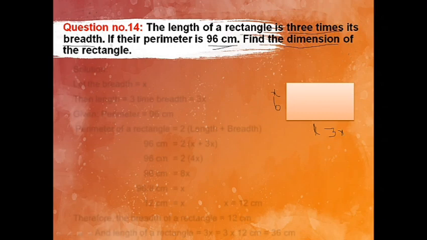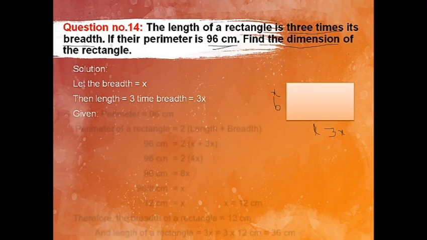Got it? So here first we will take a breadth, that is x, because if we are considering the breadth as x, then according to the question, the length of a rectangle is 3 times the breadth. So 3 times the breadth means 3x. So the solution, let the breadth equal x, then the length equals 3 times the breadth, which is equal to 3x. Then given perimeter equals 96 centimeter, it is given a perimeter.